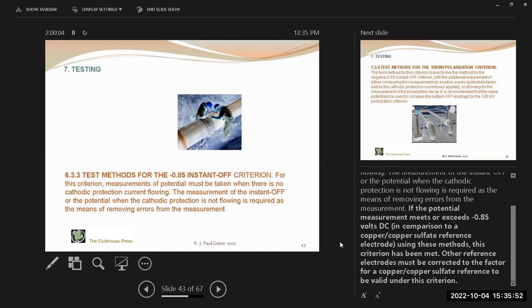If the potential measurement meets or exceeds minus 0.85 volts DC in comparison to the copper sulfate reference electrode, using these methods, this criterion has been met. Other reference electrodes must be corrected to the factor for a copper sulfate reference to be valid under this criterion.